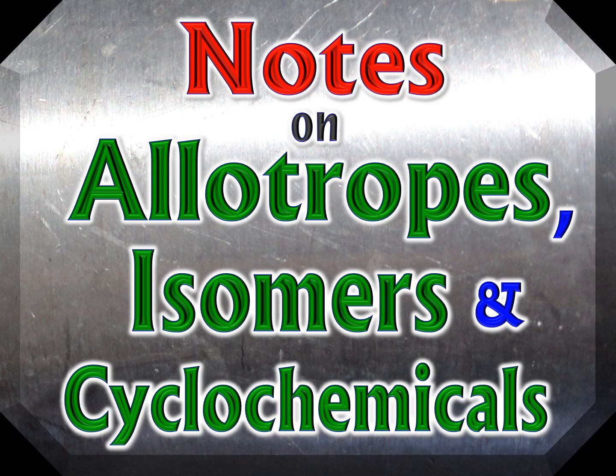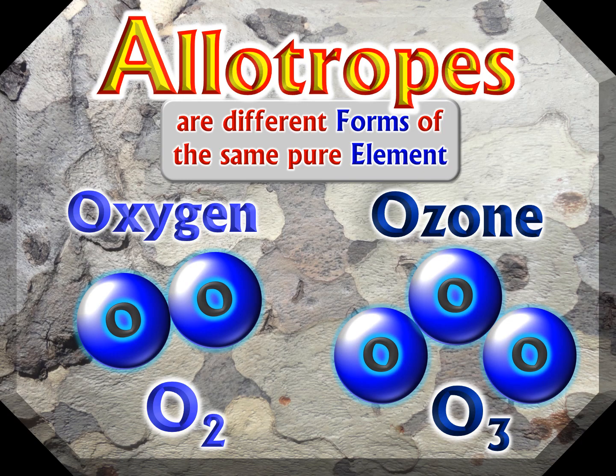These are the notes on allotropes, isomers, and cyclochemicals. Allotropes are different forms of the same pure element. An excellent example is oxygen. We're used to oxygen being O2, that's its most typical form, the oxygen gas.